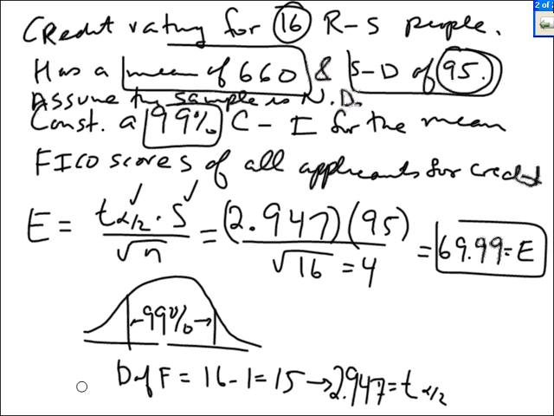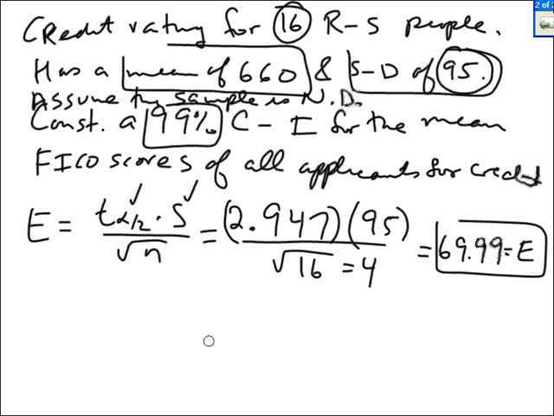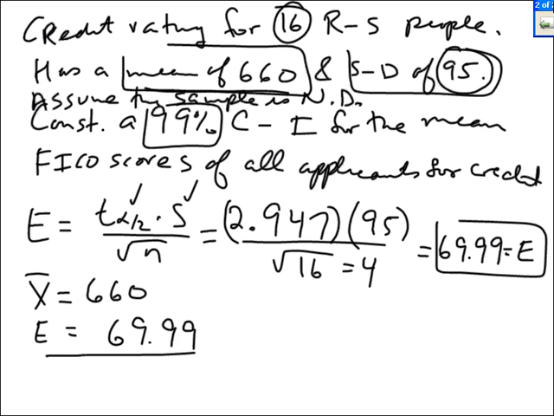So now you have to do x bar minus E and x bar plus E. X bar, the mean, is 660. E is 69.99. If you subtract these two numbers, you get 590.01.